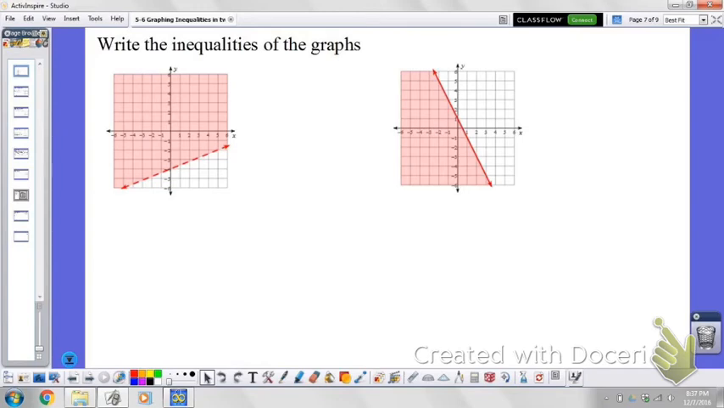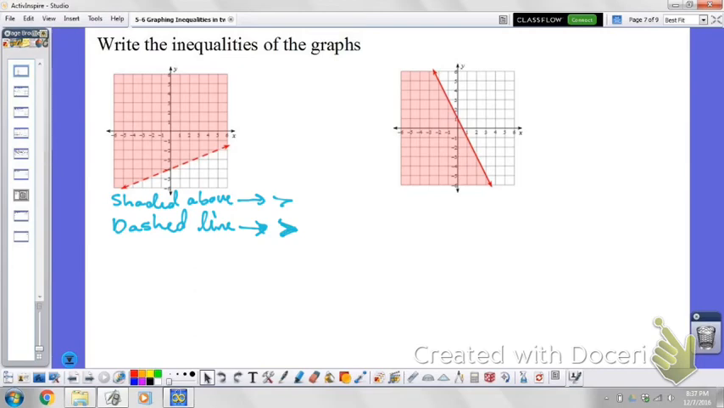So next we're going to write the inequalities of the graph. So we're going to have to use what we know about writing equations in slope-intercept form, and what we know about the shading and the types of lines that we're using. So here I can see that I am shaded above the line. And what does that tell me? Well, since I'm shaded above, I know that my sign is going to be a greater than. I also see that I have a dashed line. And the dashed line tells me that I don't have an equal to, I have just a greater than. So that is the symbol I'm going to use.